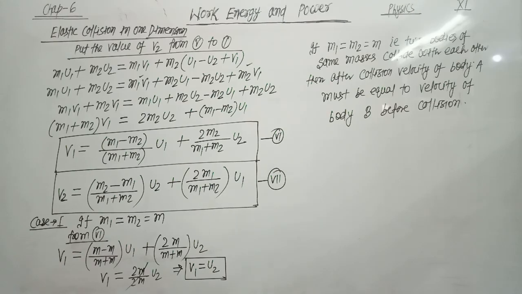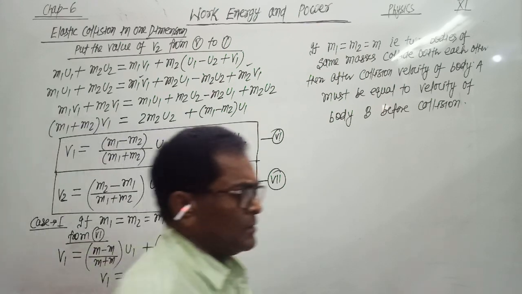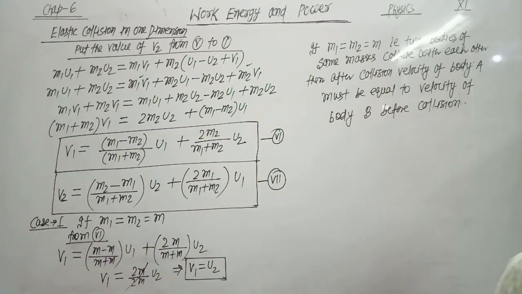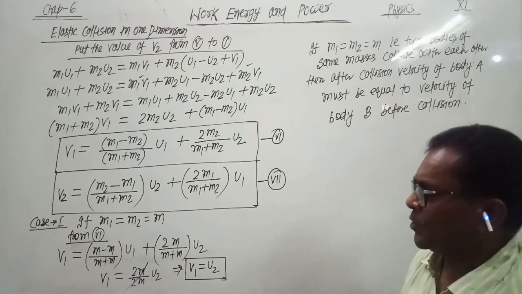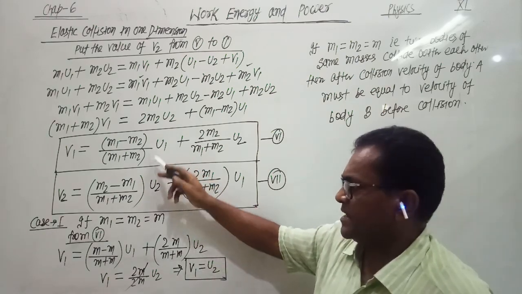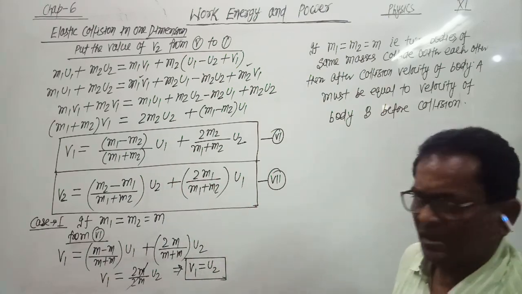In the previous video, we discussed elastic collision in one dimension, and we found the velocities of two bodies A and B after collision.